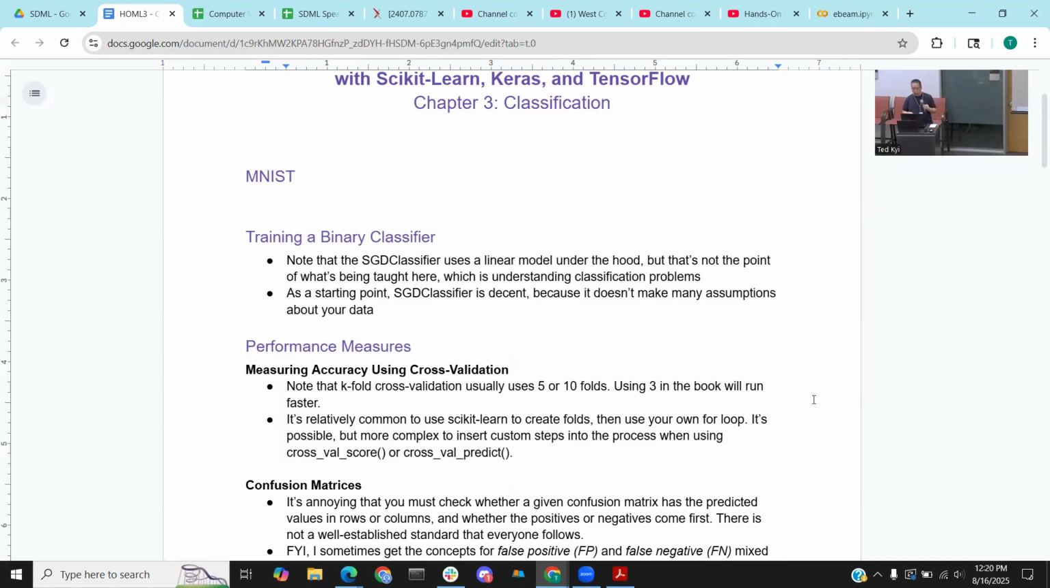So the author doesn't explain what an SGD classifier is, but basically it's a linear model. So if you're familiar with logistic regression, it's pretty close to logistic regression. Okay. And the way it is trained, as the SGD at the beginning, for those who know what that means, is it's trained with stochastic gradient descent.